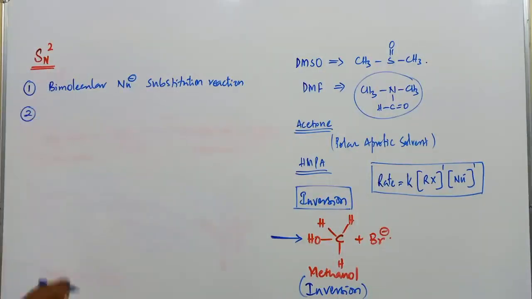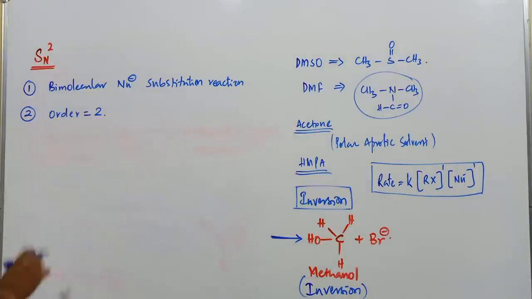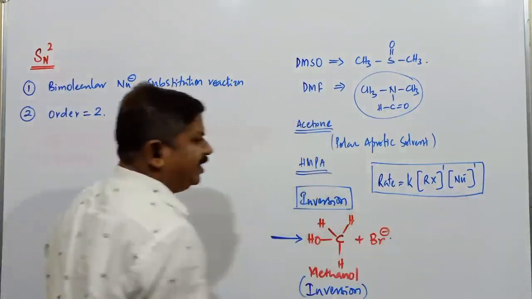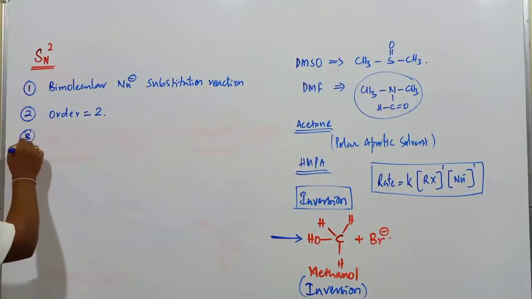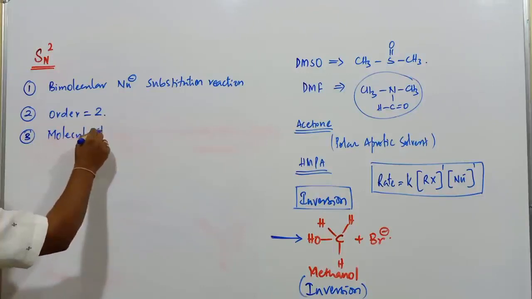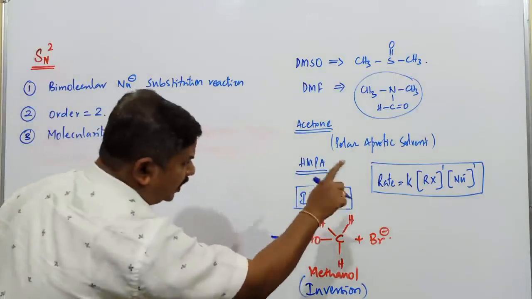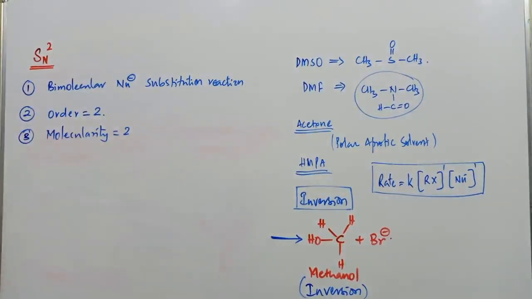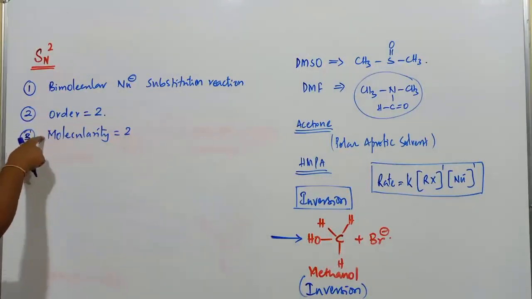Second one, the order of this particular reaction is 2. It follows second order kinetics because its rate depends upon the concentration of both alkyl halide as well as nucleophile, so order is 2. Molecularity of this reaction is also 2. How many molecules are present in the RDS? That is alkyl halide as well as nucleophile, so molecularity is also found to be 2. The exact difference between order and molecularity we will study in the kinetics topic.